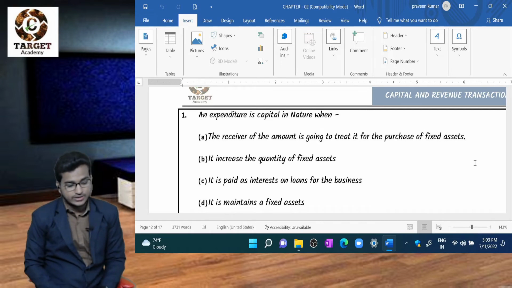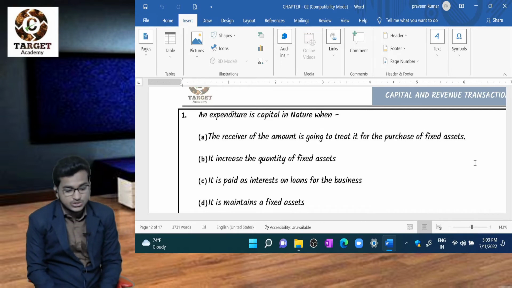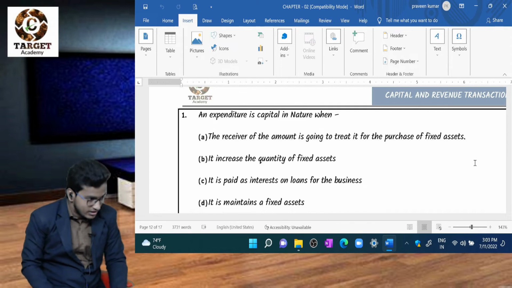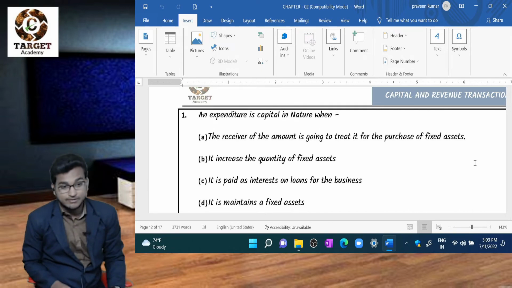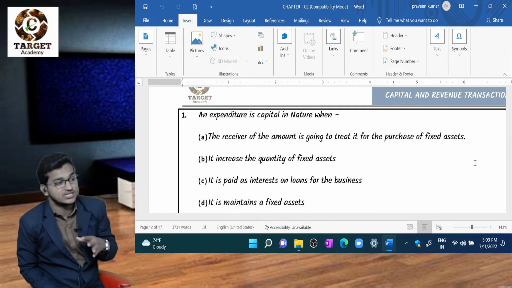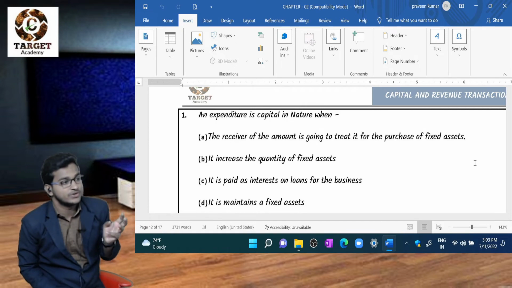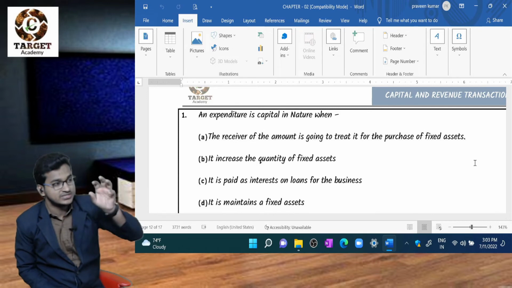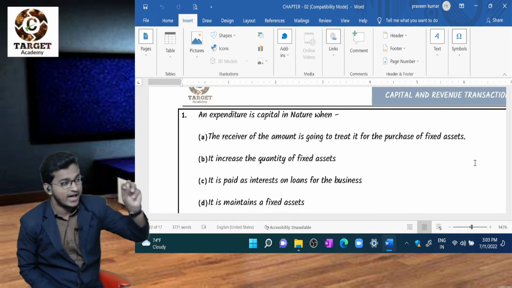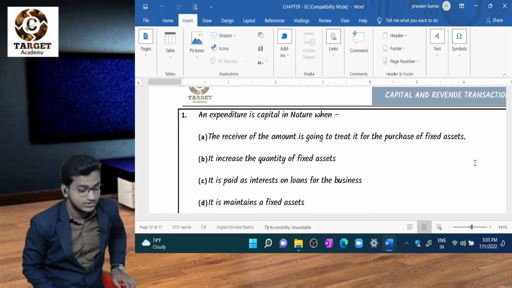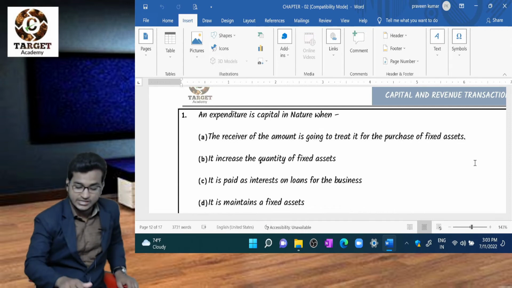Option B, increases quantity of fixed asset. That is, we have 5 buildings and we purchase another building. Increasing the quantity, quantity means number, that means we are increasing the number of fixed assets, so that is capital expenditure. So option B is the correct answer.